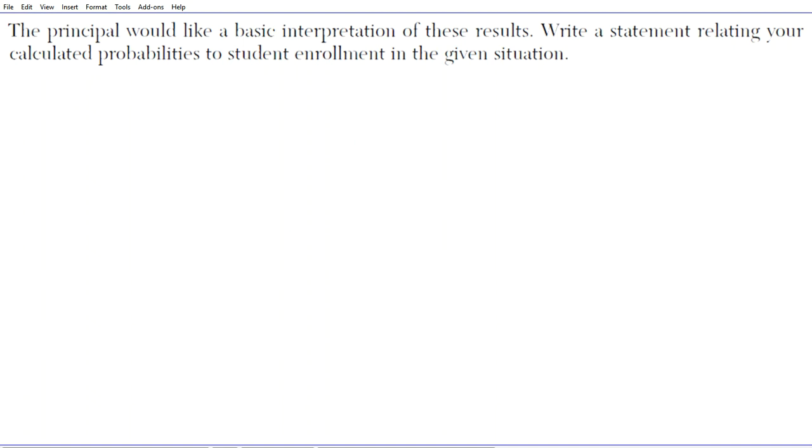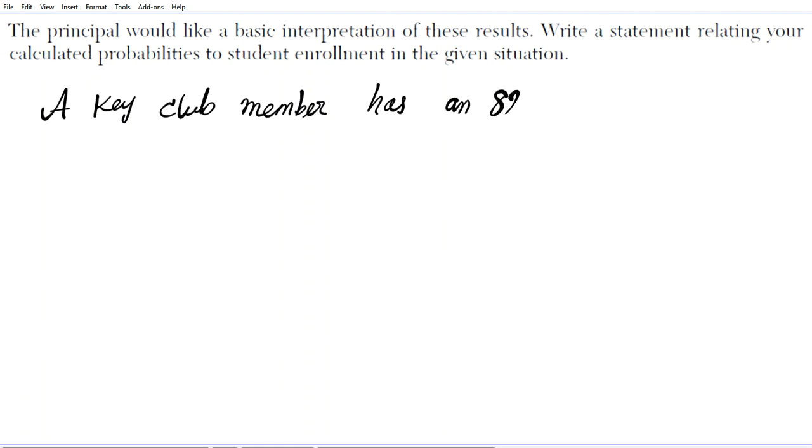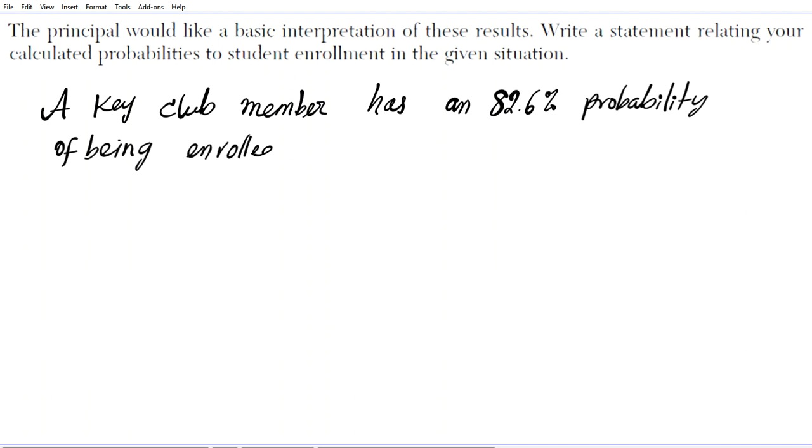So it basically means that a Key Club member has an 82.6% chance, probability, of being enrolled in AP Physics. So that's the meaning of the result that we got in the previous part.